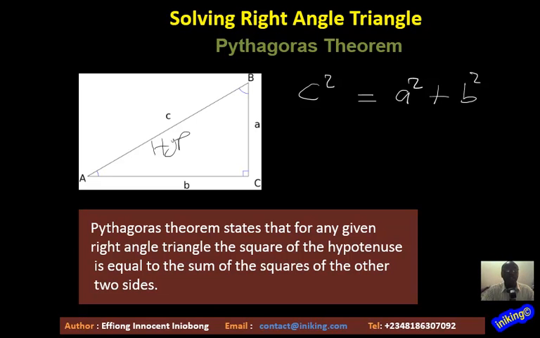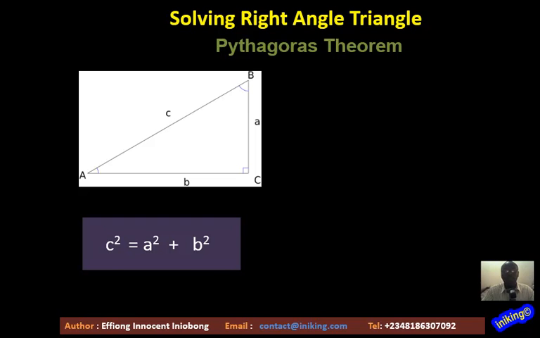Let's look at the next slide. Here we have it stated, Pythagoras Theorem: c squared is equal to a squared plus b squared. The hypotenuse squared is equal to the sum of the squares of the other two sides.